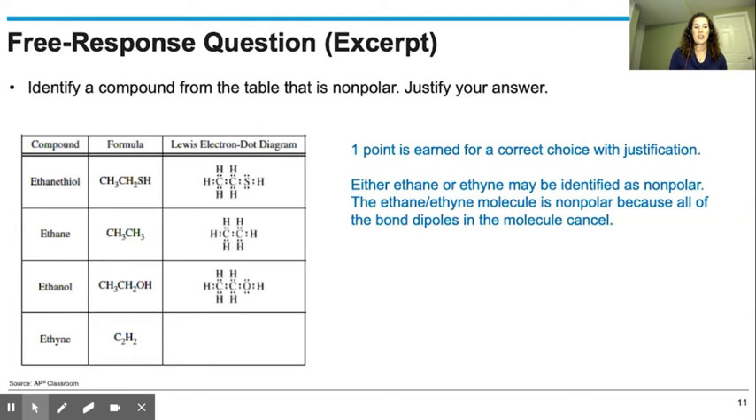Whereas in ethane-thiol as well as in ethanol, we have those different ends. We have that SH end and that OH end that is going to create some asymmetry and going to create some dipole forces.